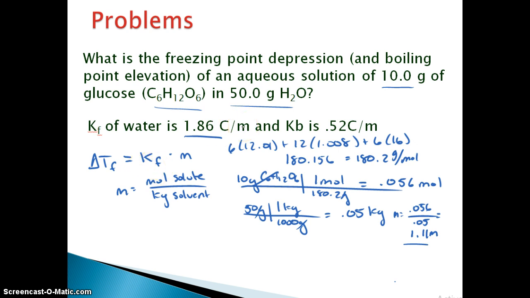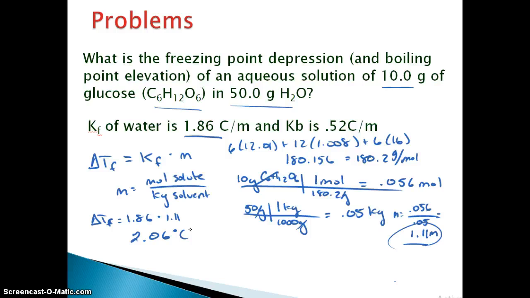So now we've got our molality, and we already know our constant of freezing is 1.86. So we can now really easily calculate the difference in freezing point. The difference in temperature of the freezing point is going to be 1.86 times our 1.11, which we got from calculating our molality. And when I got all that together, I got 2.06 degrees Celsius is going to be our freezing point depression.